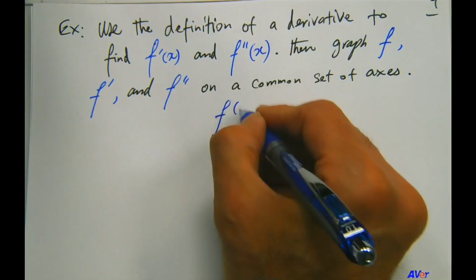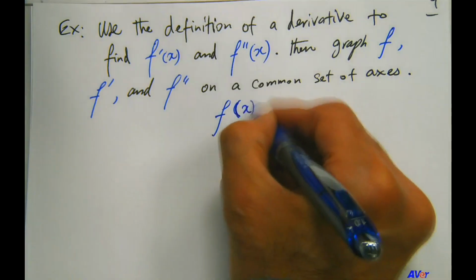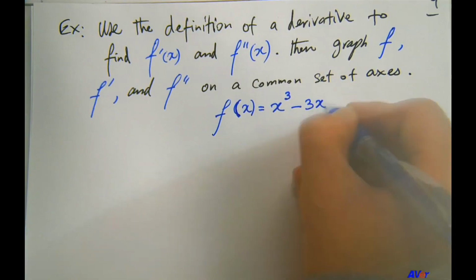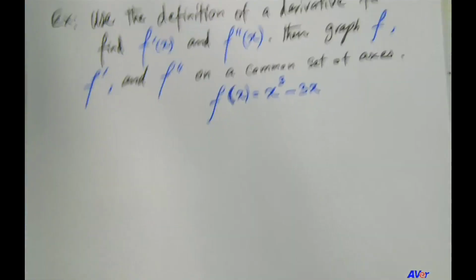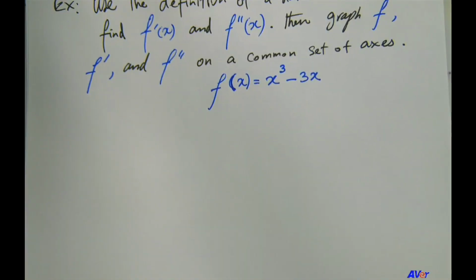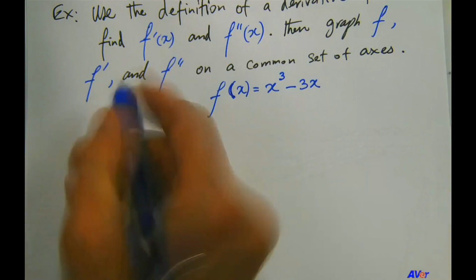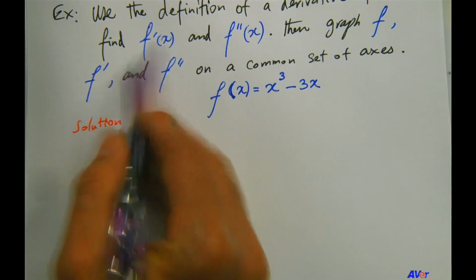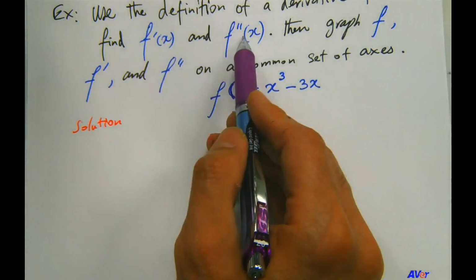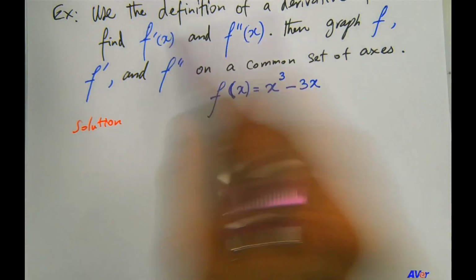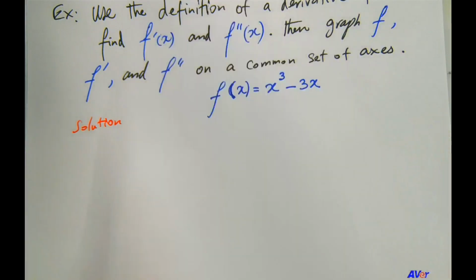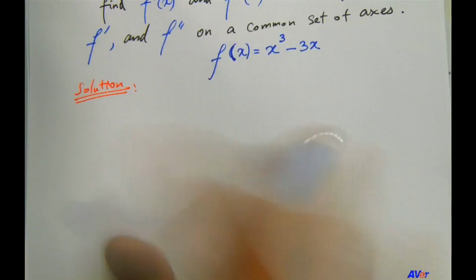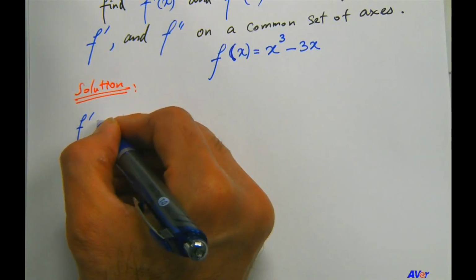So f of x, we are told that f of x is equal to x cubed minus 3x, which is not a complicated function, right? It's a pretty straightforward function. Okay, so using the definition of a derivative, this is what we'll do. We're going to find f prime of x first, then f double prime, and then we're going to graph f, f prime, and f double prime on the same set of axes. Okay? So first, f prime of x.